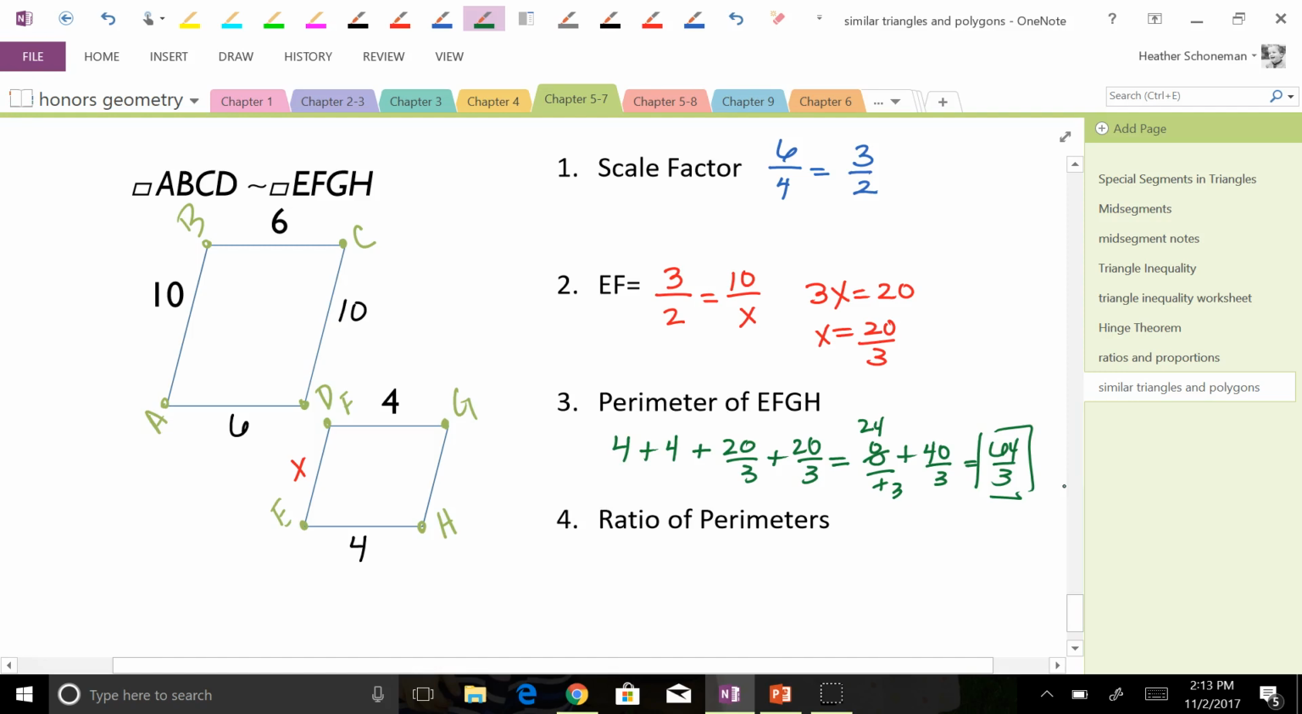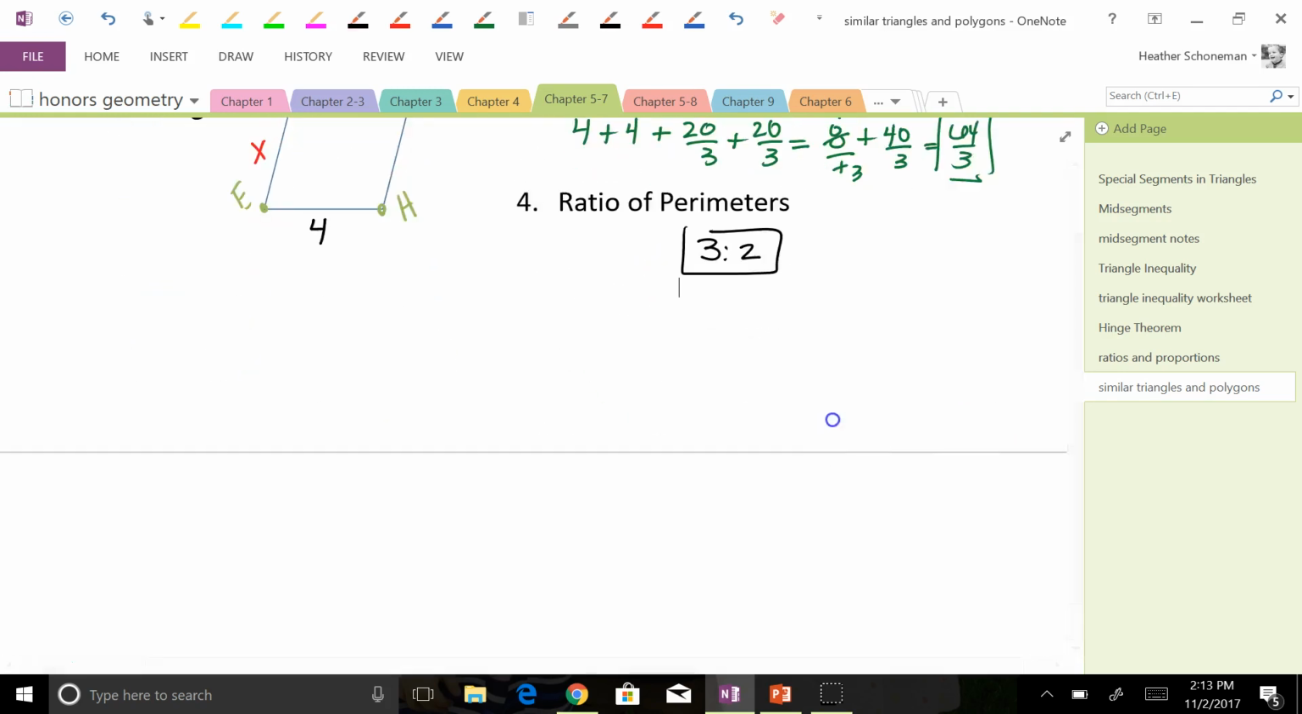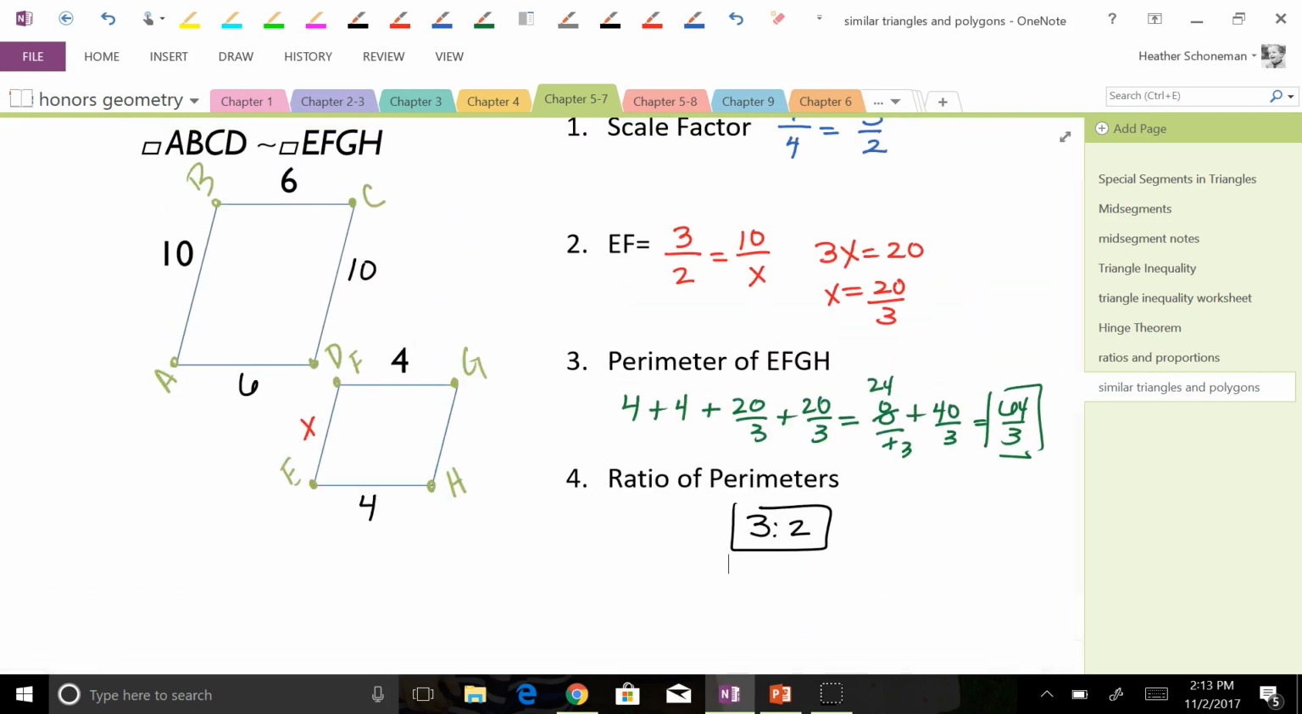Now they want the ratio of the perimeters. Well, we could compare the two, but no need to do any of that work. The ratio of the perimeters is the same as the scale factor. We just write it with the 2 dots in between instead of writing it as a fraction. And there's the ratio of the perimeters. And that's it. Like I said, this is not on your quiz, but it will be on your test, and we will go over this in class next time.